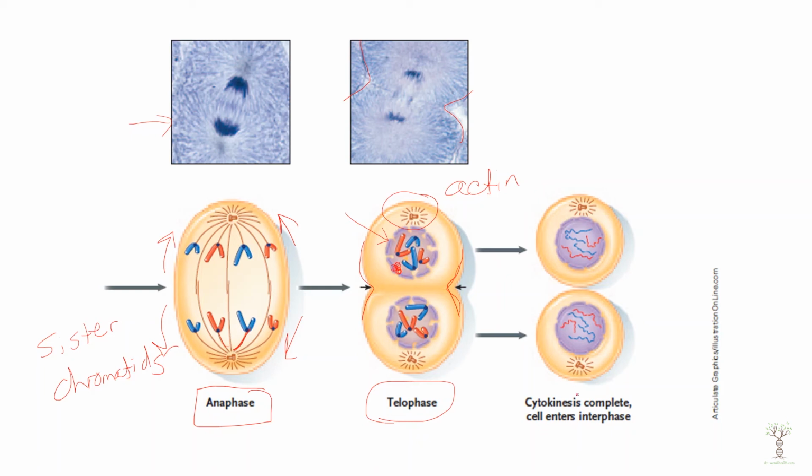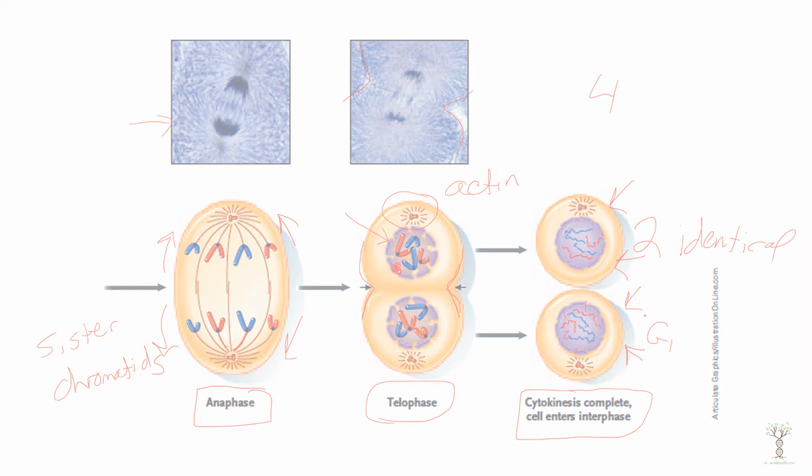And then the very last step is called cytokinesis, where the cytoplasm separates. So now we have 2 new identical cells. They are exactly the same. We started with cells that had 4 chromosomes, and we are finishing with cells that have 4 chromosomes. A 1 from each parent and a 2 from each parent. So these cells are exactly the same. And now these cells will go into the G1 phase, and they will act like normal cells.